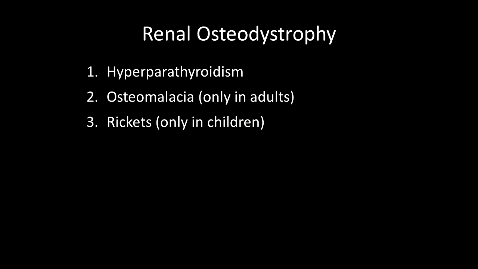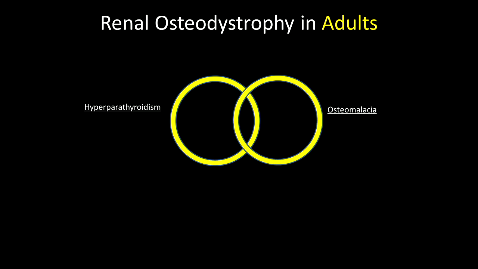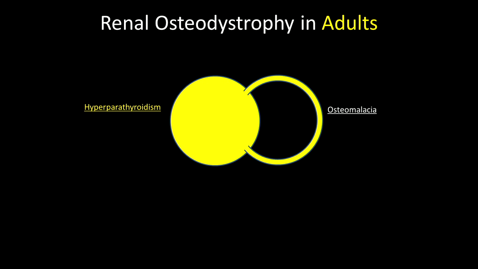So that's the 3-in-1: hyperparathyroidism, osteomalacia, and rickets. It's important to recognize that osteomalacia occurs only in adults, while rickets occurs only in children. So how does this work to produce renal osteodystrophy? What happens in adults is you have an overlap between the findings of hyperparathyroidism with findings of osteomalacia. And what happens in patients with chronic renal disease is that typically the findings of secondary hyperparathyroidism are more prominent and easier to detect than the findings of osteomalacia.